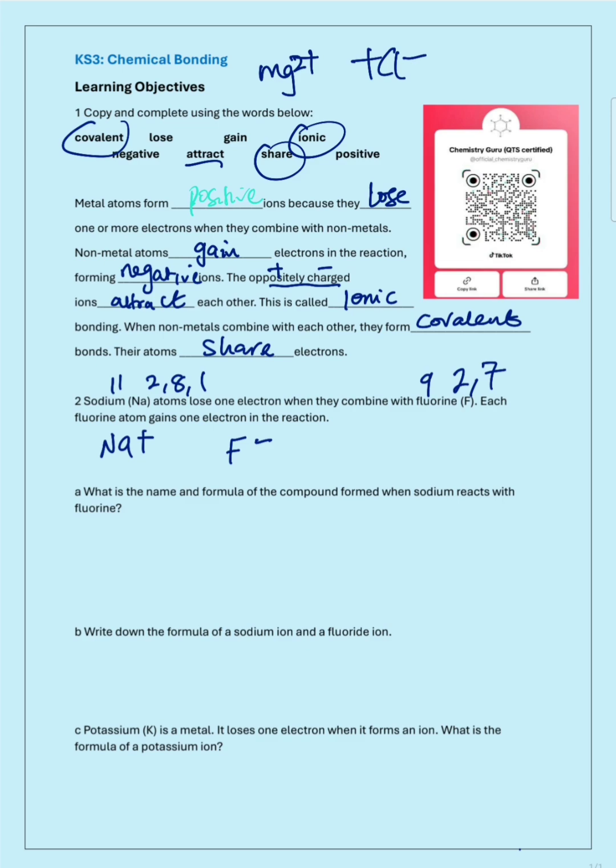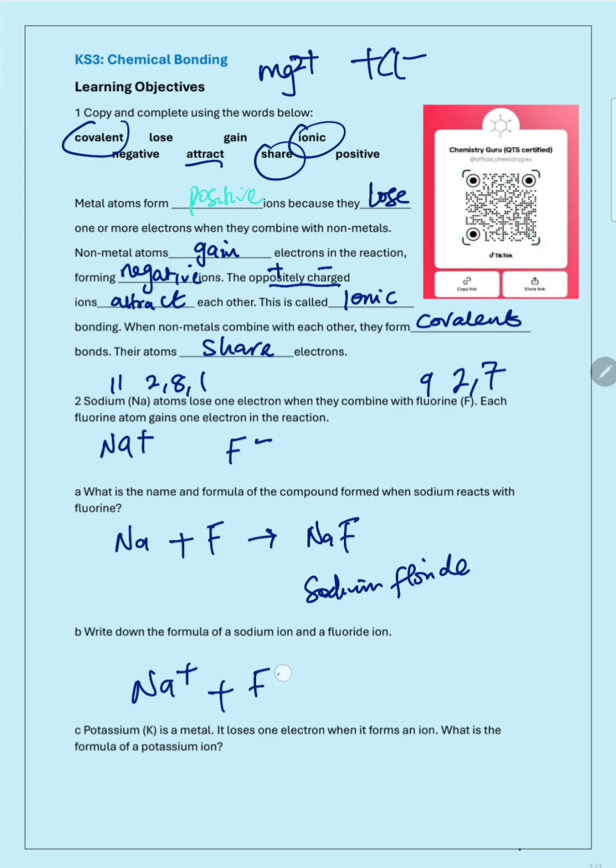It says, what is the name and the formula of the compound formed when sodium reacts with fluorine? So that will be Na plus F. It's going to give us NaF, sodium fluoride. So if it's ions, Na+ and F-, it's going to give us NaF as well.